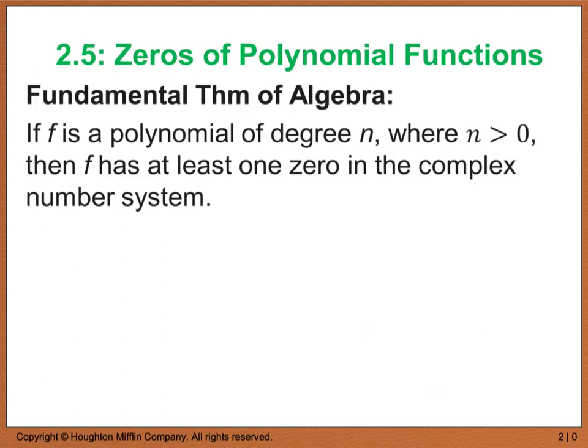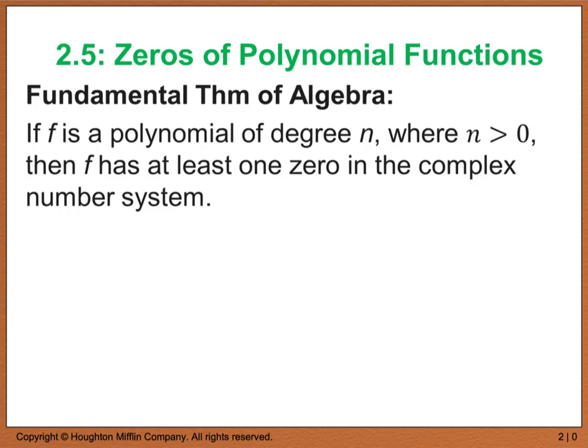So to help us with that, we're going to use what we call the fundamental theorem of algebra. And it says if the function f is a polynomial of degree n, and n is greater than 0, then the function has at least one zero in the complex number system. And we'll look at an example of this here in just a second, but right now I want you to use what we just read about in the fundamental theorem of algebra, and keep in mind that zeros and factors are really the same thing.